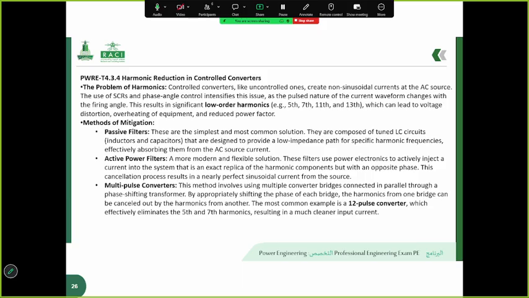So finally, for high power applications, multi-pulse converters are a very effective solution. This technique uses multiple converters and a phase shifting transformer to strategically cancel out the dominant low order harmonics, resulting in a cleaner input current waveform. This is why a 12 pulse converter, for example, is preferred over a 6 pulse converter in many industrial applications.